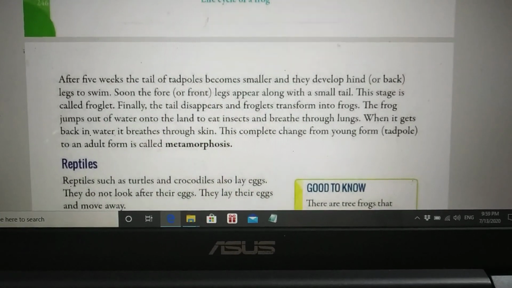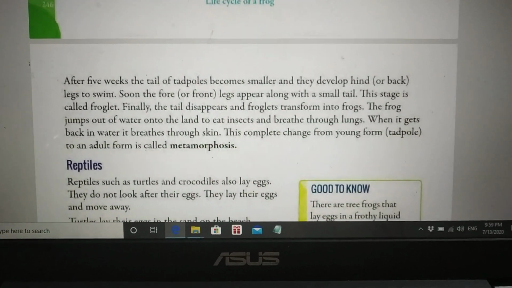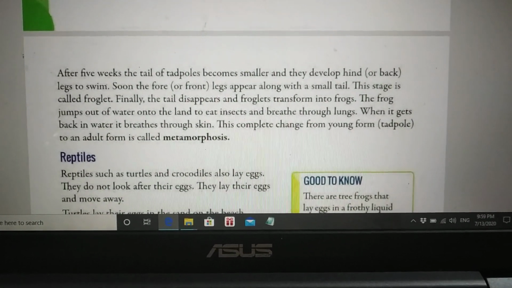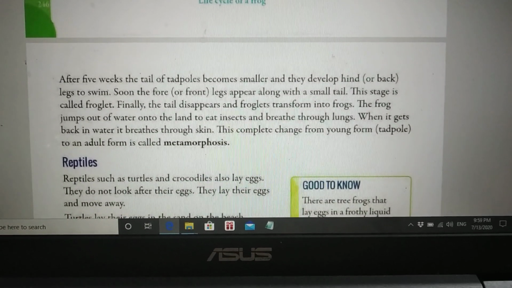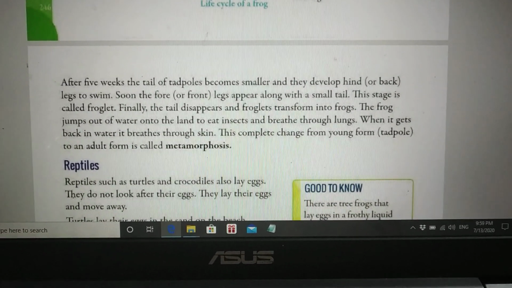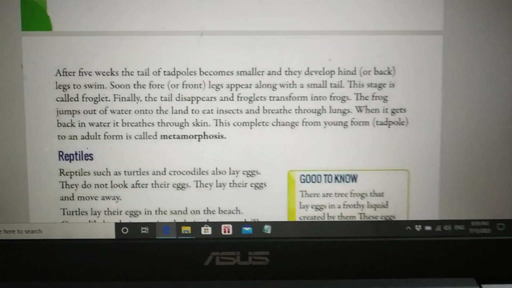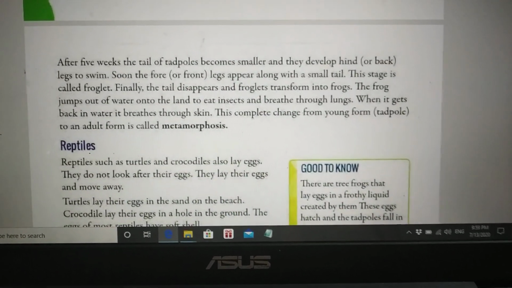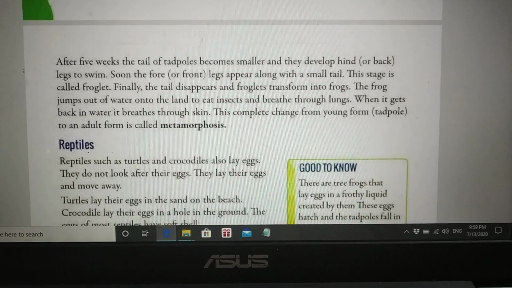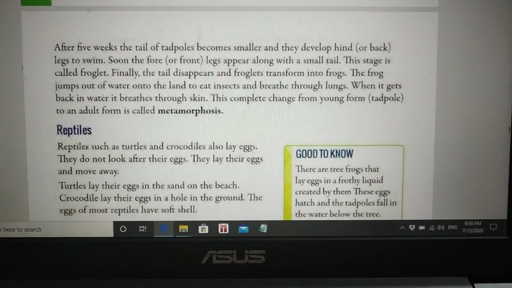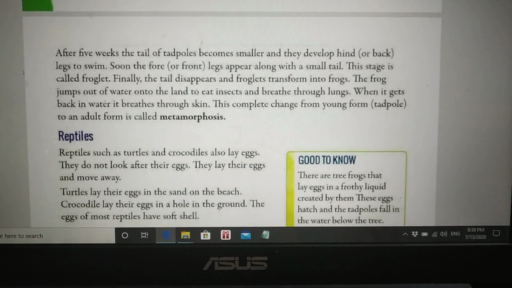Finally, the tail disappears and the tadpole changes into an adult frog. And this frog jumps out of the water onto the land to eat insects and breathe through its lungs. And when it gets back into the water, it breathes with its skin. The skin is moist, meaning wet.